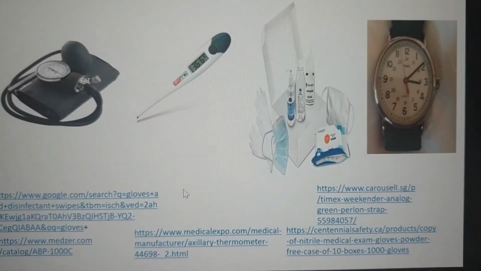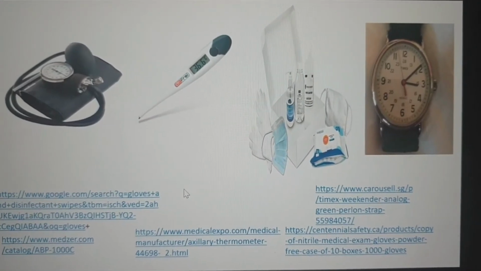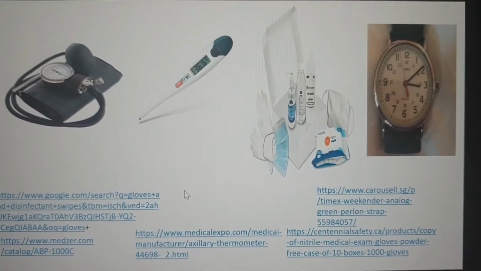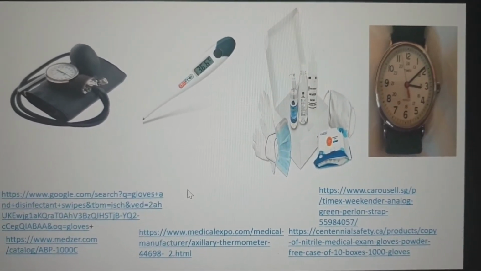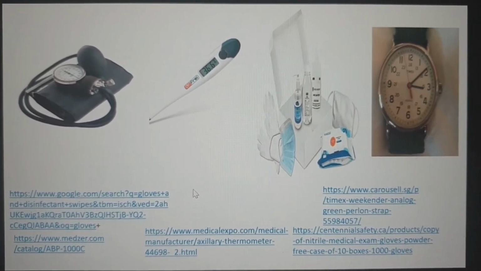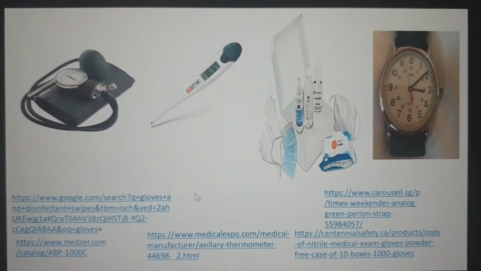These are the equipment used for measuring vital signs. First is the sphygmomanometer or the BP apparatus. Second is the thermometer for body temperature. Third is the watch for pulse rate and breathing rate. And last are the gloves and disinfectant wipes for cleaning the apparatus.